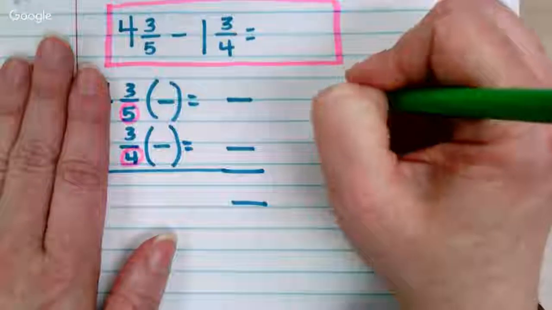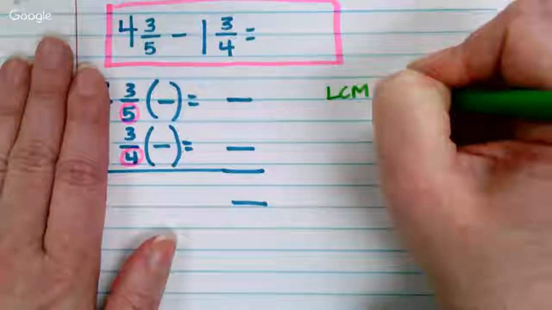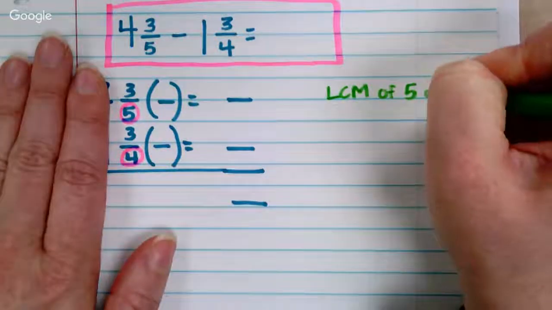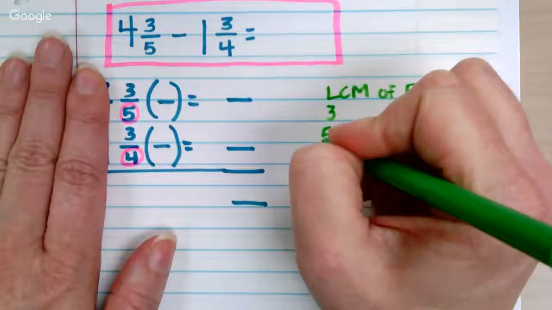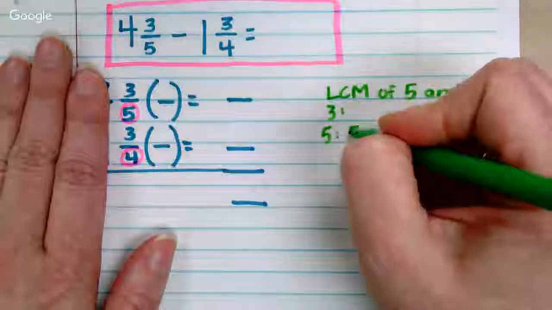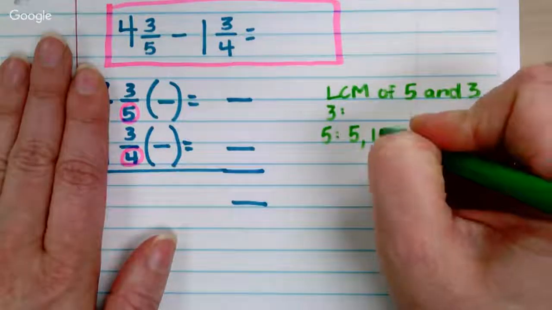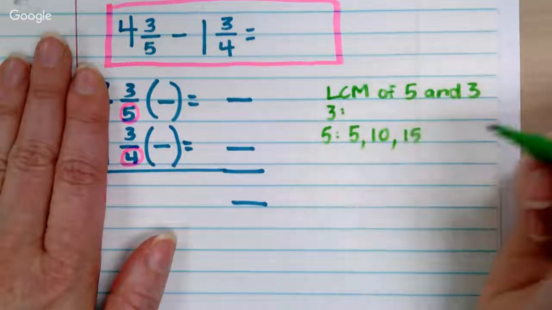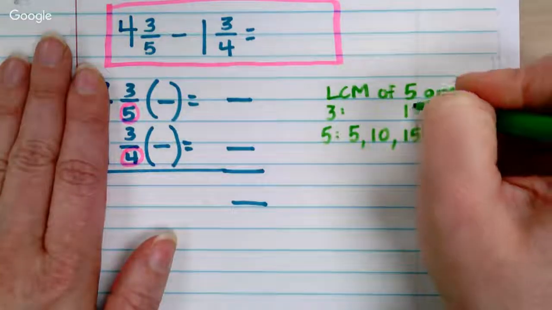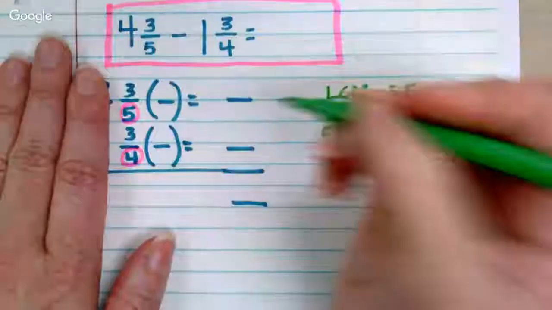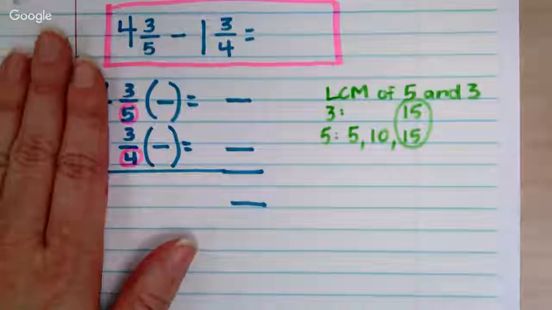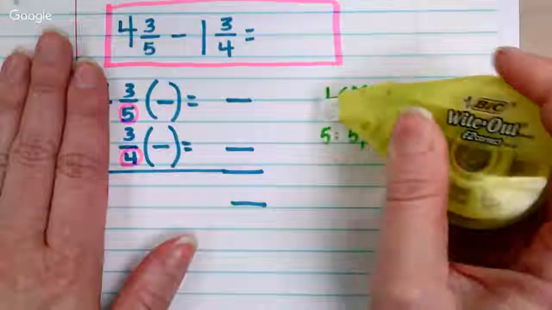I'm going to find the LCM of 5 and 3. Well, the LCM of 5 and 3, I can skip count by 5 until I meet something that is also a multiple of 3. And sure enough, here we are. 15 is that LCM. Oh, you know what? I should be doing the LCM of 4.